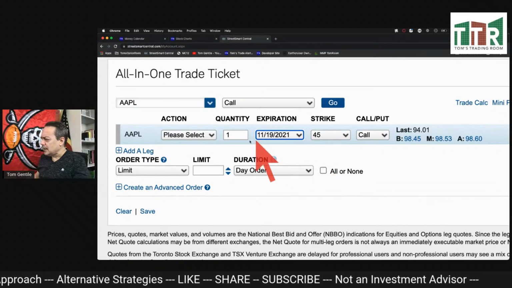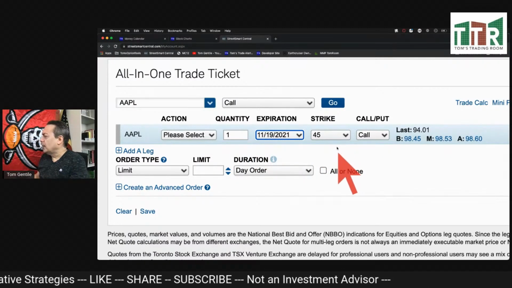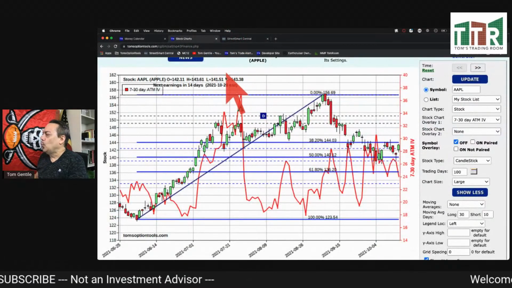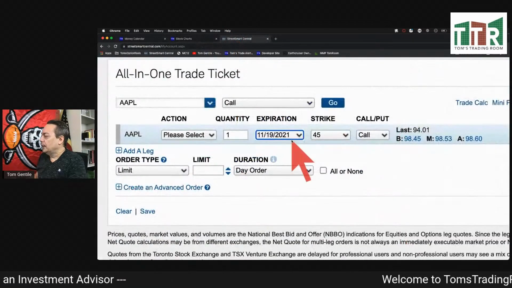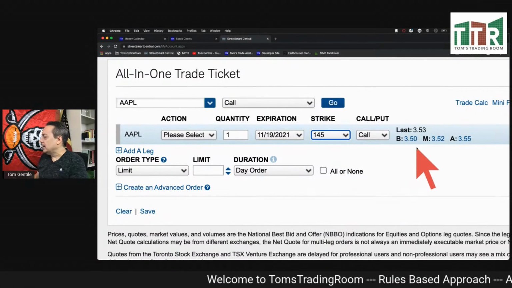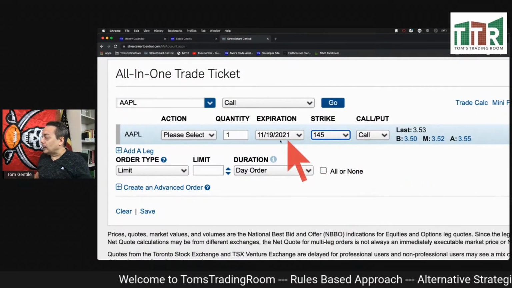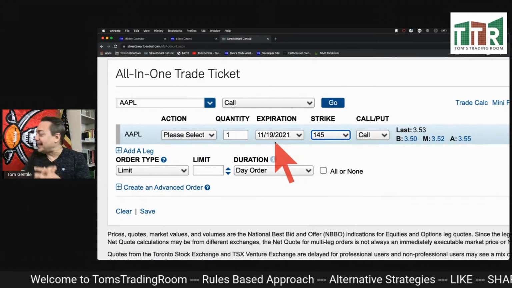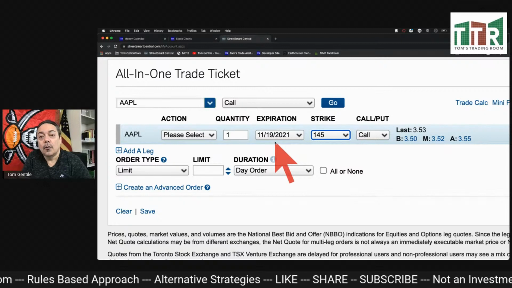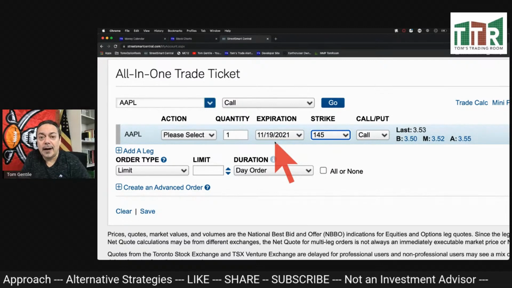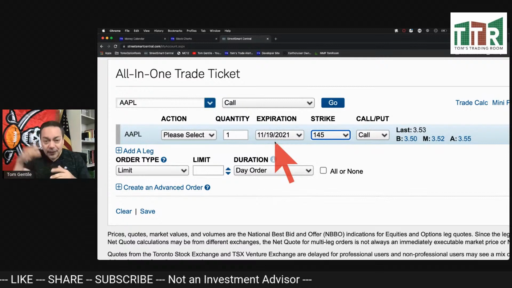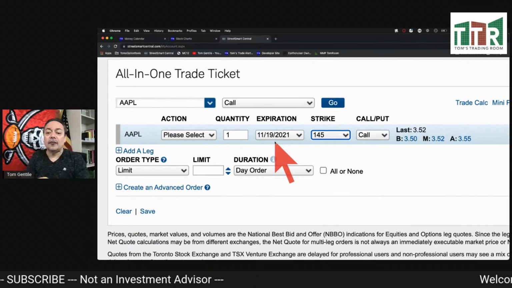So you look at Apple, the 145 calls. Why do we want to look at the 145 calls? Let's move this up to something that's a little bit closer to the money. The 145 calls with Apple with a November 19th expiration are just above $3.50 a share. We were just looking at Facebook, a one week at the money option. That was trading for $6. So can you see the difference between what's cheap and what's expensive?